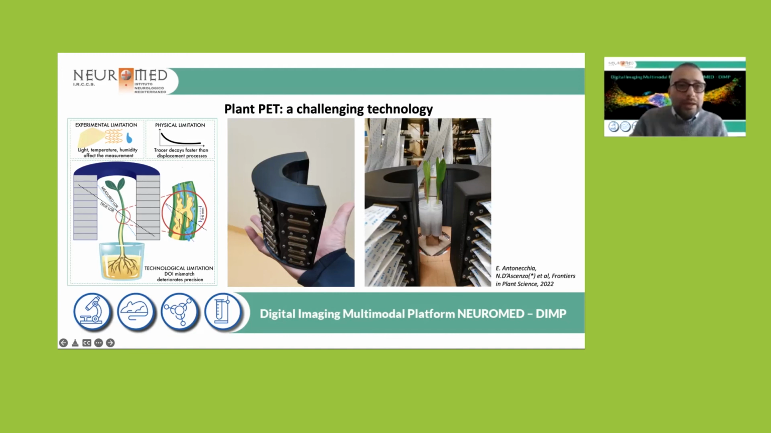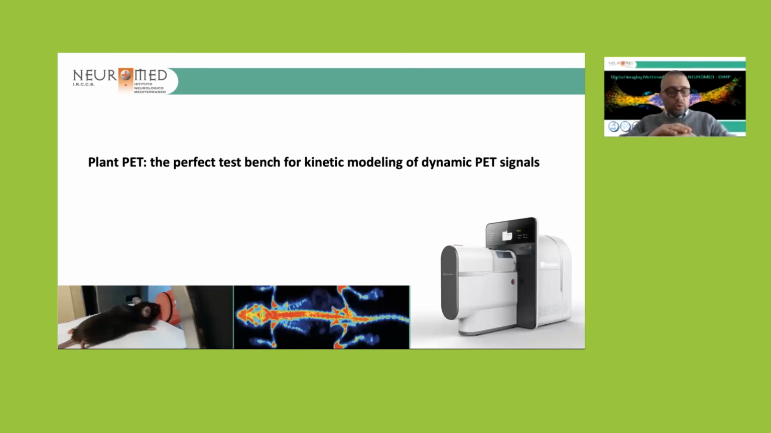What we have is a completely transportable plant PET. This is my hand, and if you look at the sides, it stays in my hand. This is how we start to make it now, taking the first measurement of it in order to have a system which is truly detecting the kinetics of tracers inside plants for a quantitative approach in precision digital agriculture. So, to conclude this last part, plant PET is the perfect test bench for kinetic modeling of dynamic PET signals.